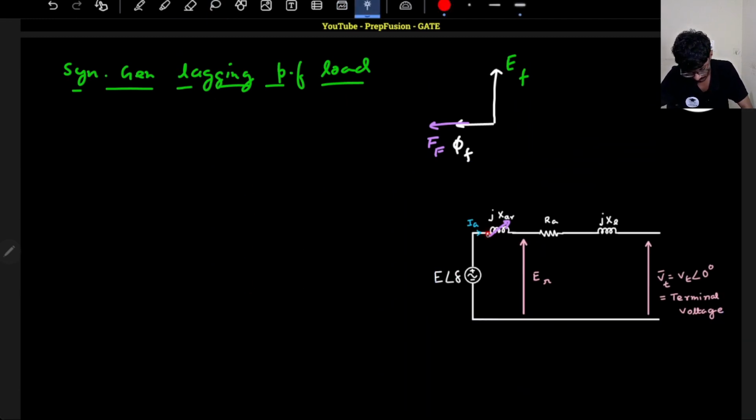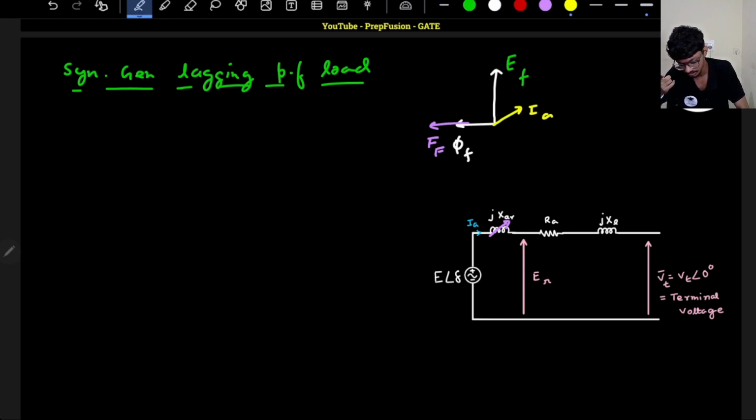From these 2 points, as the load is lagging, the current IA will lag the voltage EF, but it will not be purely inductive. Previously we discussed a purely inductive load. Now let's say it is not purely inductive. Then the current IA will be somewhere here, it will lag.